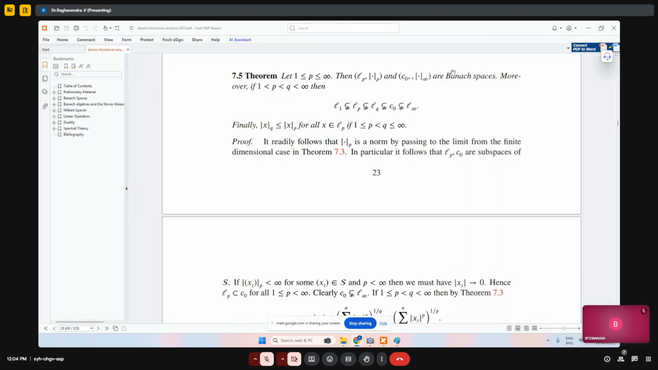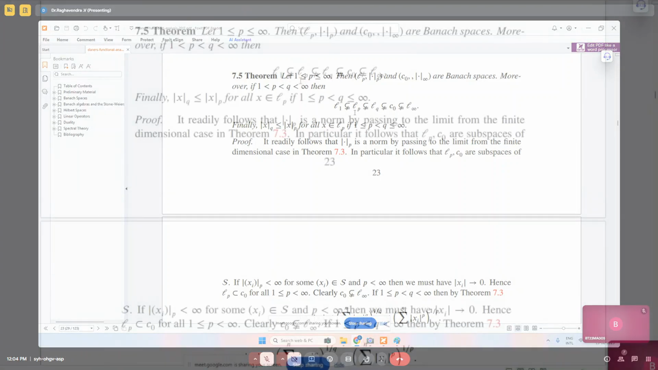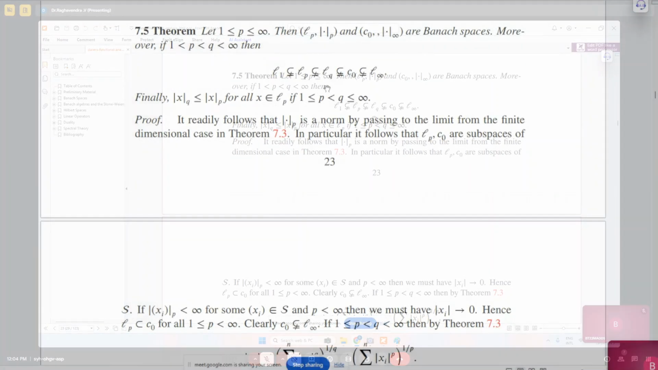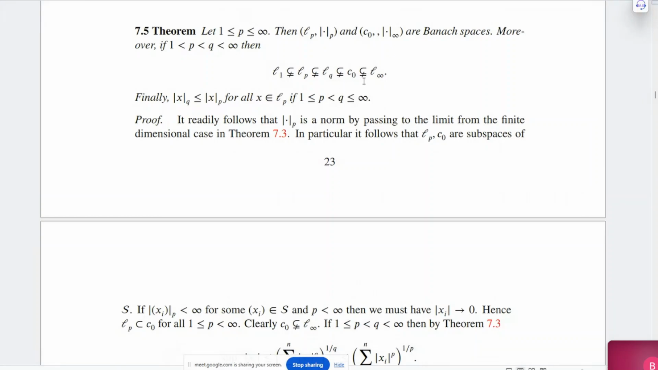What is it that you have to show? It's a Banach space. You have to show first of all it's a normed linear space, and then you have to show its completeness. We have already shown it is a normed linear space. The second part of the question is that, moreover, if 1 is less than p less than q less than infinity, then L1 is contained in LP, and LP is strictly contained in LQ, which is strictly contained in C0, which is strictly contained in L infinity. Okay, that's the point.